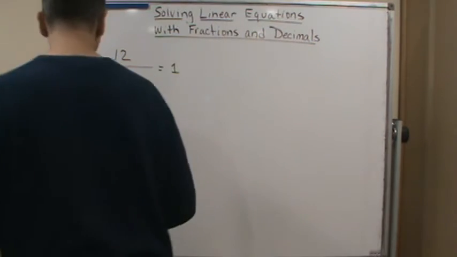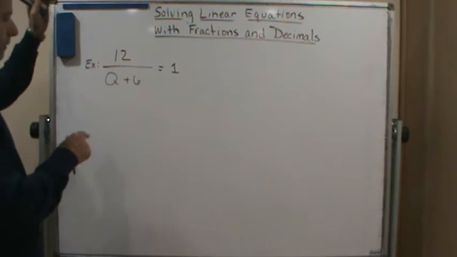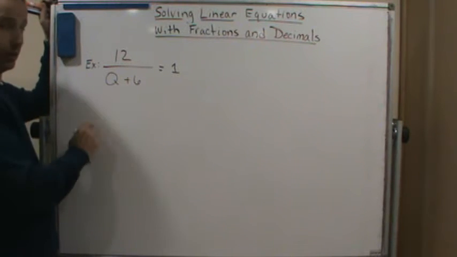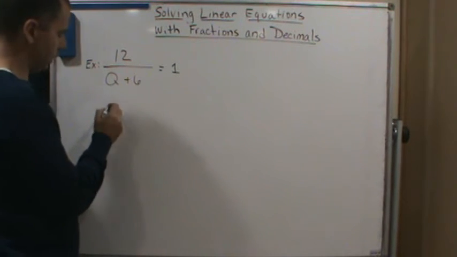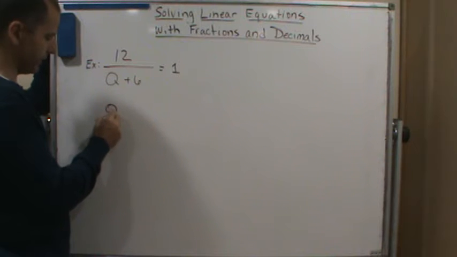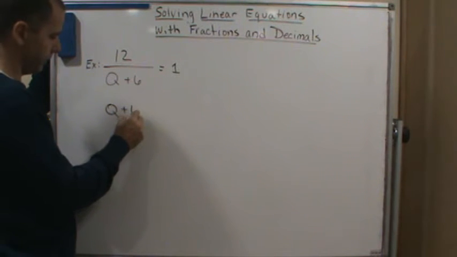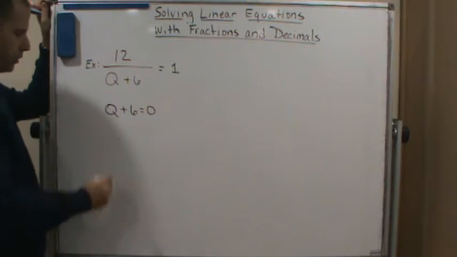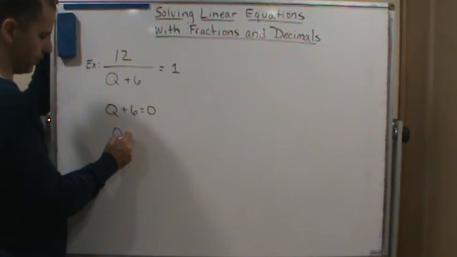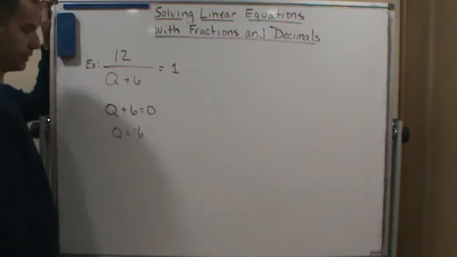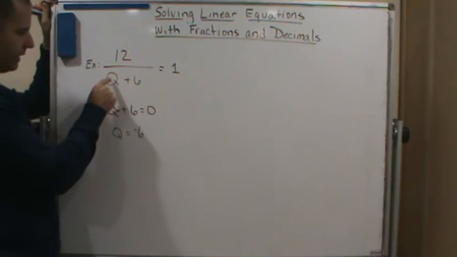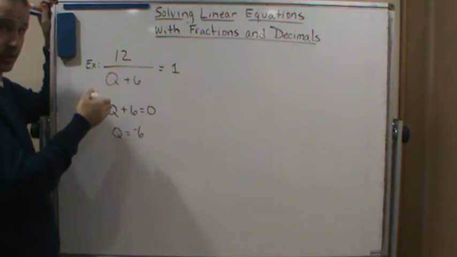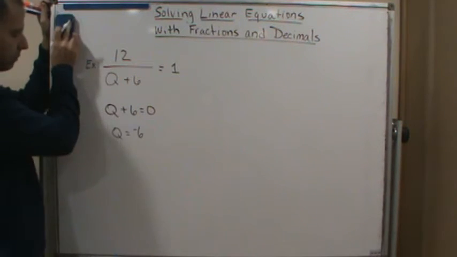Okay, so now, what values of q will make the denominator 0? Well, it's going to be all values that solve this equation, right? Which means this will happen when q is -6. Because if I stick in -6 here, I get 6 plus -6, which are opposites, which gives us 0, right?